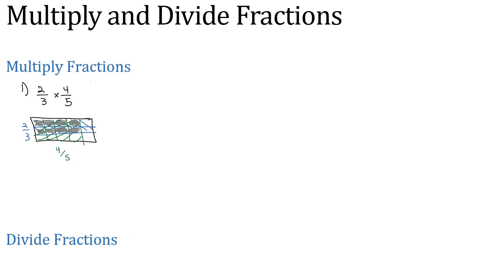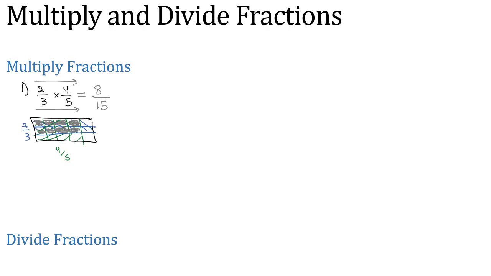2 times 4 is 8. Out of the entire box, now you see it is 3 high and 5 long. 3 times 5 is 15. And so we end up with 2/3 times 4/5 is 8/15. Noticing that we multiplied across the top, across the numerators, to get the small double shaded box, and multiplied across the denominators to get the size of the entire box.